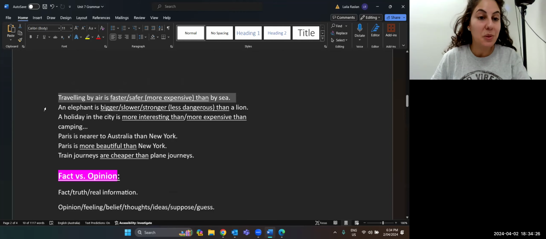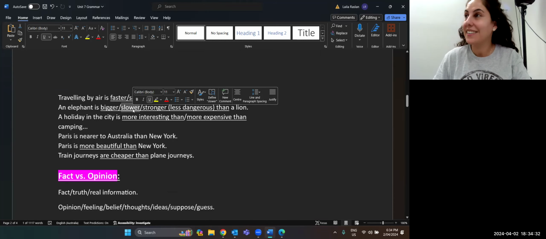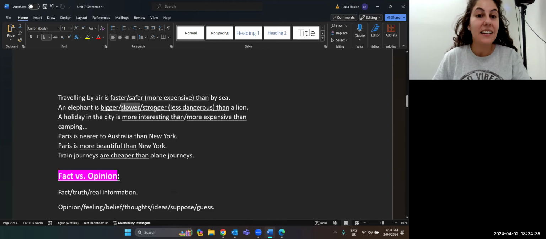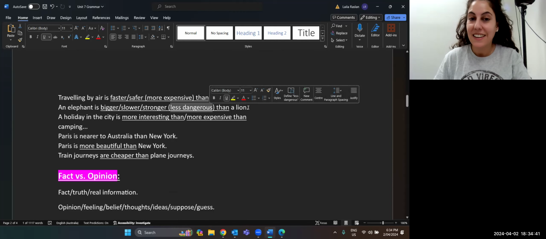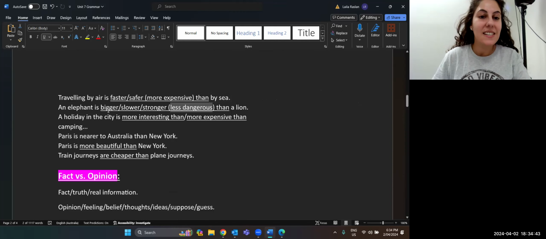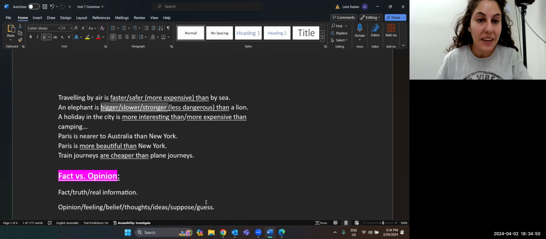Now we're comparing animals. An elephant is bigger than a lion, good. Is slower than a lion, you could say. An elephant is stronger, maybe, than a lion. Is less dangerous than a lion. So you can see you can use some short adjectives. You remember short adjectives, we add the ER: bigger, slower, stronger. Or you can use a long adjective, less dangerous than.